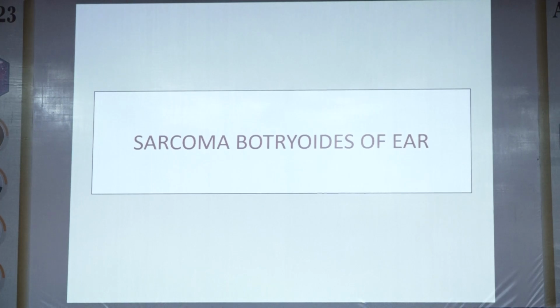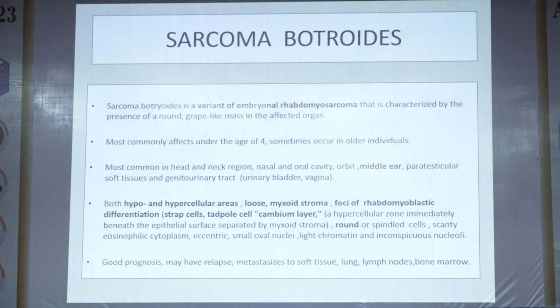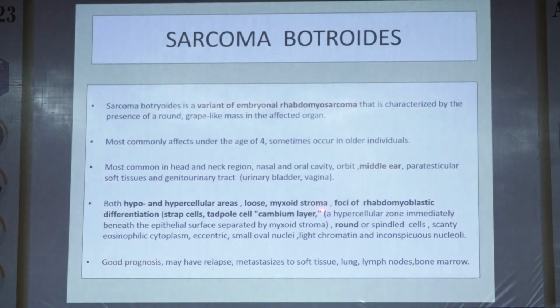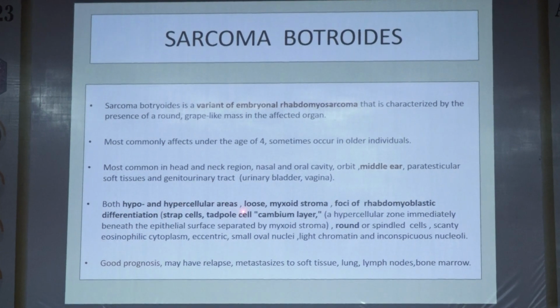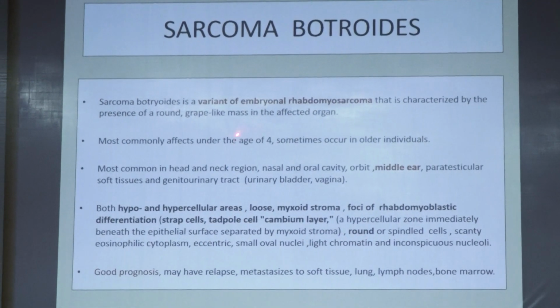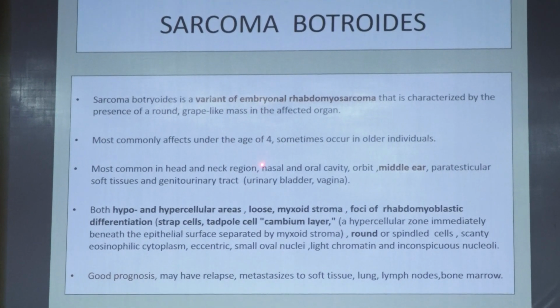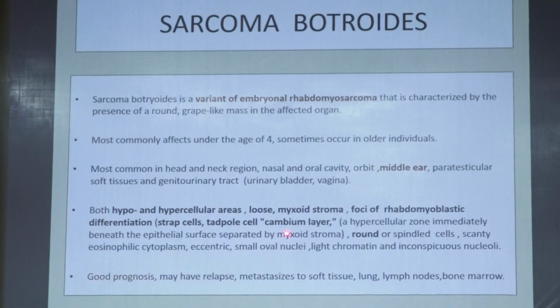Where does sarcoma botryoides occur? Usually in the genitalia, in the bladder, but it also occurs in the ear and in the nose. It is a grape-like structure. Prognosis is good compared to other types of soft tissue rhabdomyosarcomas. So this is the tumor. We found the tadpole cell, we have seen the cambium layer, we have seen the myxoid stroma, we have seen the hypercellular areas, and this is usually at the age of 4. This is a variant of embryonal rhabdomyosarcoma.